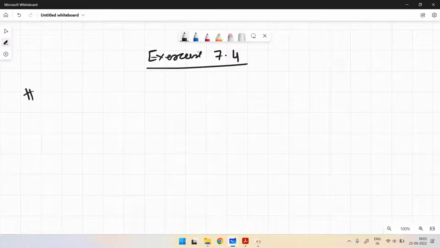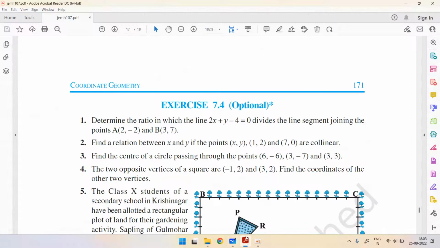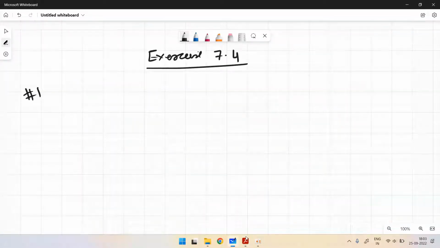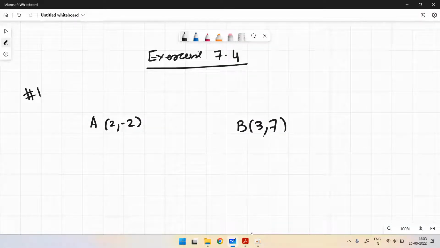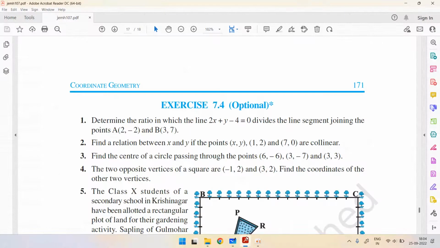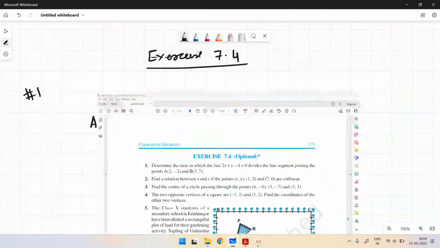Question number 1. The points are given to be A(2, -2) and B(3, 7). Suppose these two are the points, this is A and this is B, and I'm joining these two points. Let's suppose this is the line 2x + y - 4 = 0.